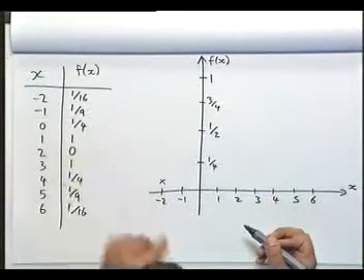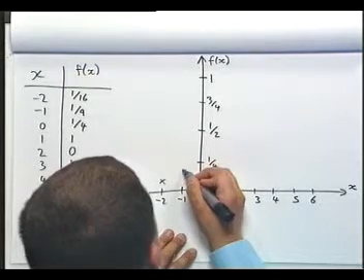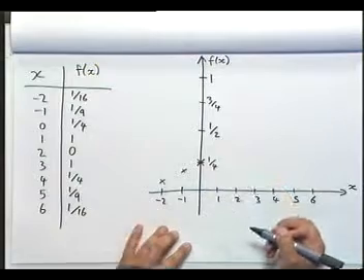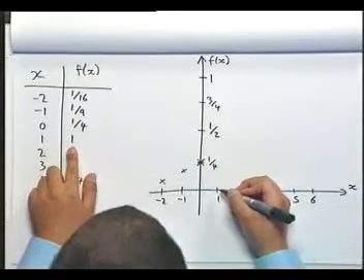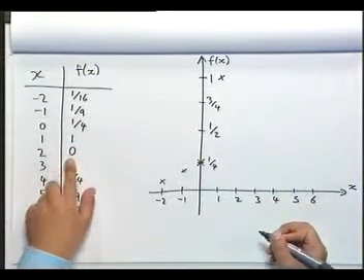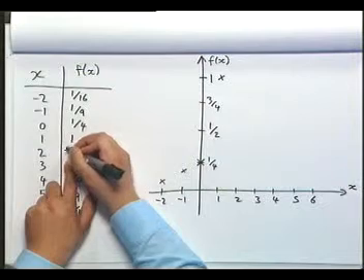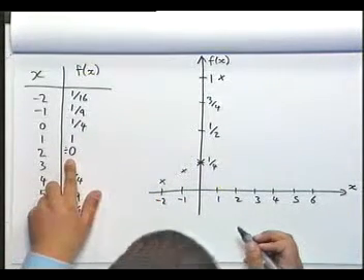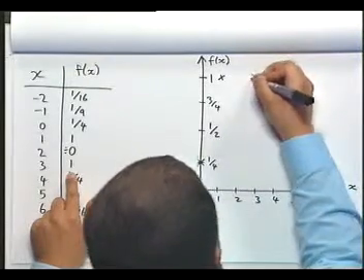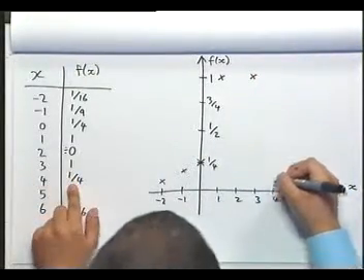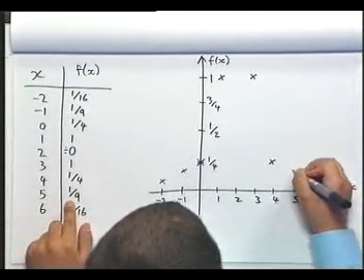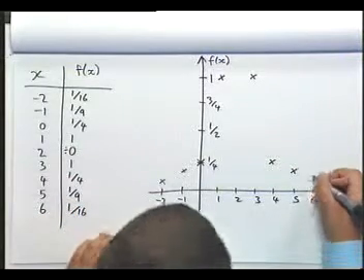So we've got minus 2 and 1/16, which is going to come in down here. Minus 1 and 1/9, which will come in over here. 0 and 1/4 over here, 1 and 1 right the way up here. 2, and obviously this was the divide by 0, so we couldn't do anything with that. We've excluded that from our domain. 3 and 1 up here, 4 and 1/4 down here, 5 and 1/9, and 6 and 1/16.